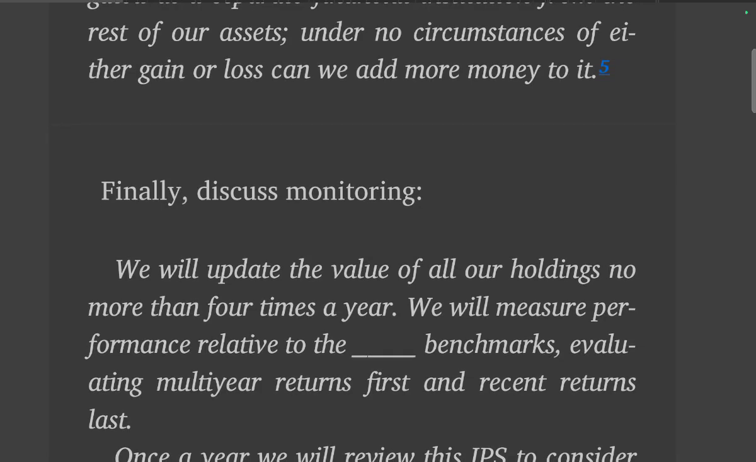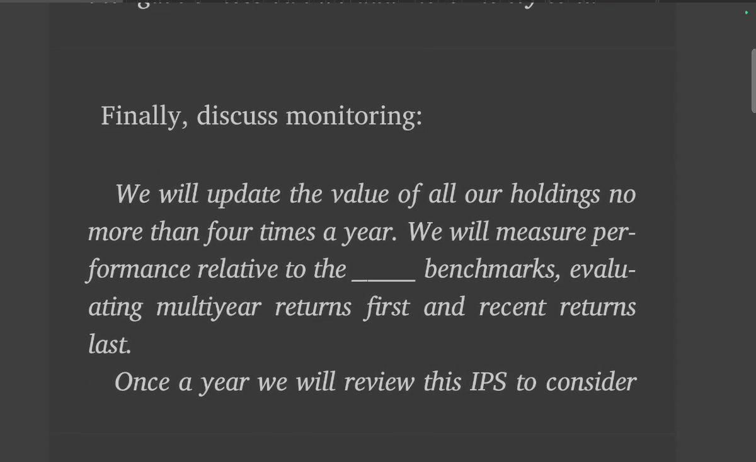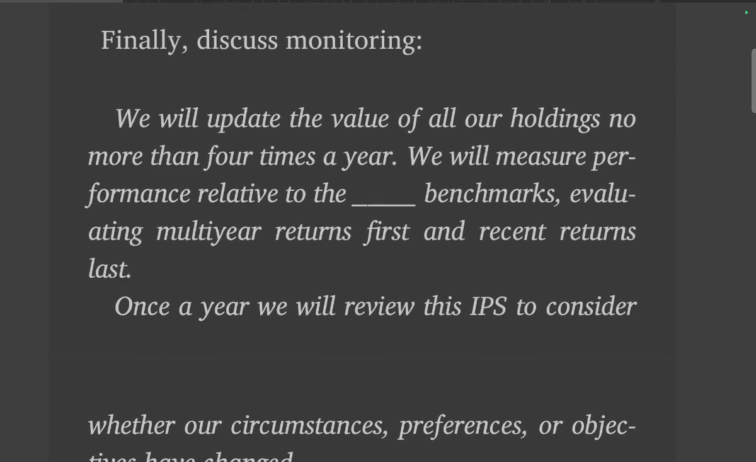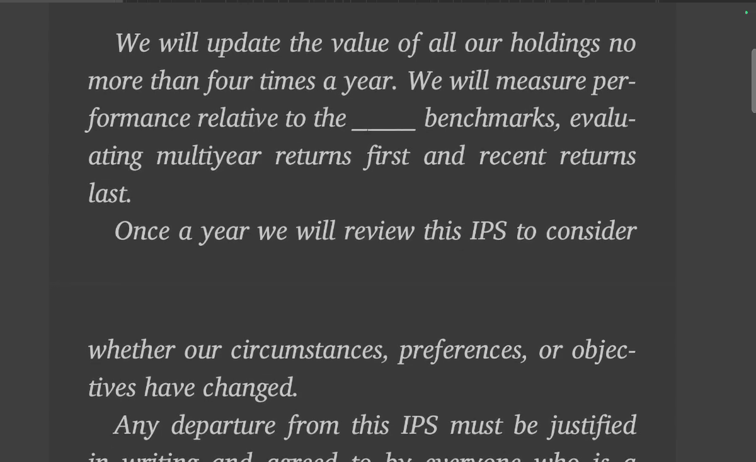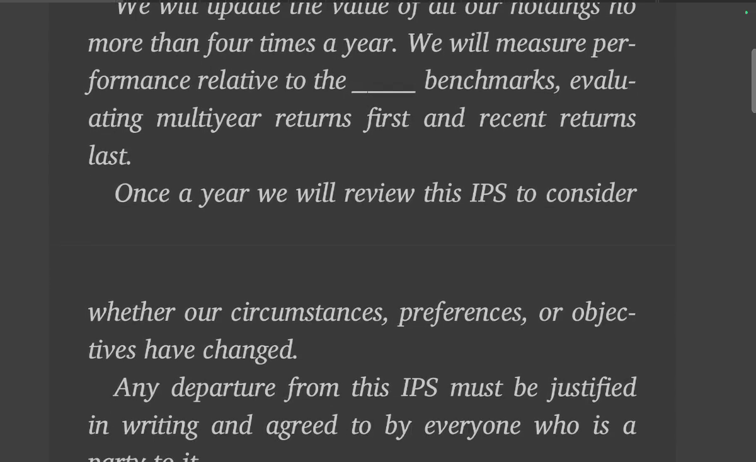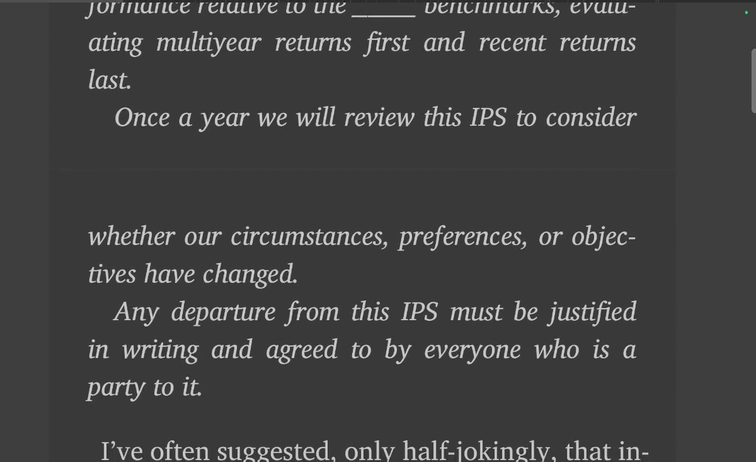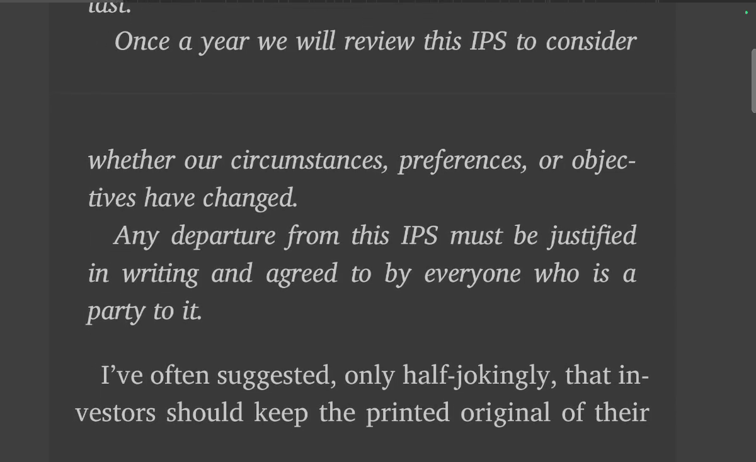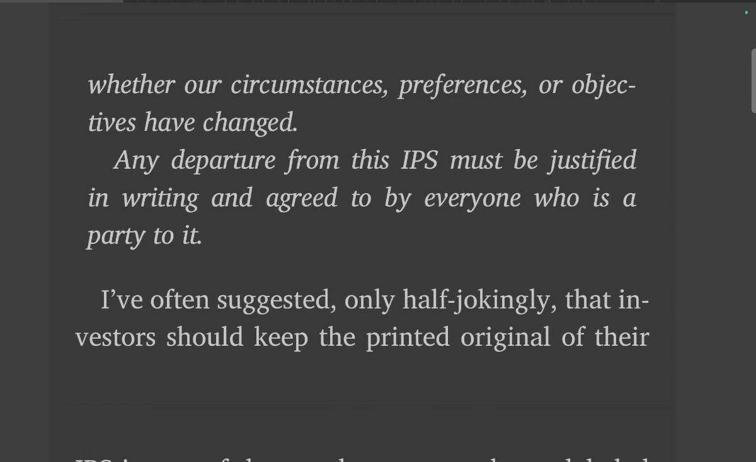Finally, monitoring. We will update the value of all holdings no more than 4 times a year. We will measure performance relative to the dash benchmark, evaluating multi-year return first and recent return last. Once a year, we will review the IPS to consider whether our circumstances or objectives have changed. Any departure from the IPS must be justified in writing and agreed to by everyone who is party to it.